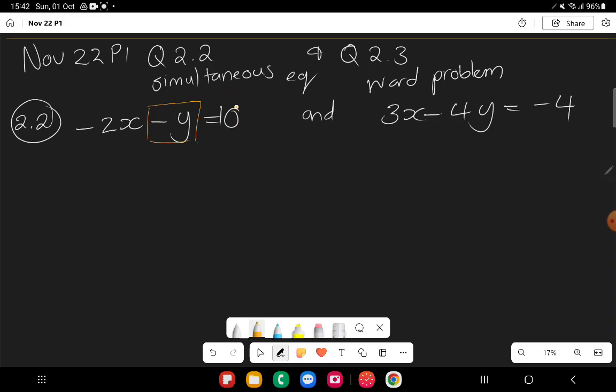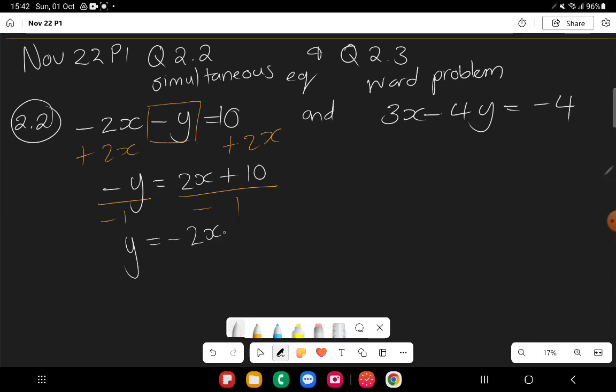I can take the y over and bring the 10 over, or I can take the 2x over and divide everything by negative 1. So let's do that instead. I am going to say on both sides plus 2x, which leaves me with negative y is equal to 2x plus 10. Then I'm going to divide by negative 1 and divide by negative 1, which means that y is equal to negative 2x minus 10.